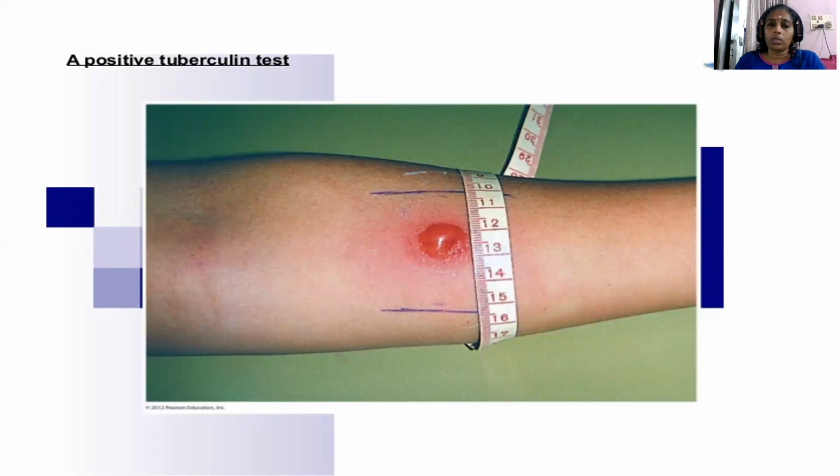So this is a positive tuberculosis test. Once the tuberculin antigen is injected into our body, after a few hours we can see a bulging of this reaction. If this type of reaction occurs, we can confirm that the tuberculin test is positive, and the patient has either taken the vaccine recently or is infected with the pathogen.